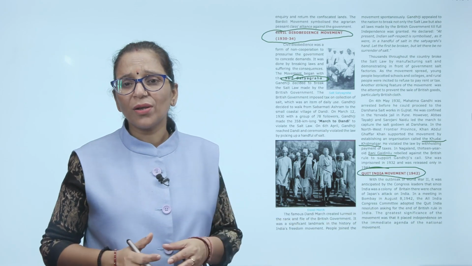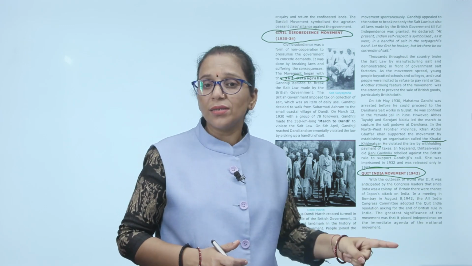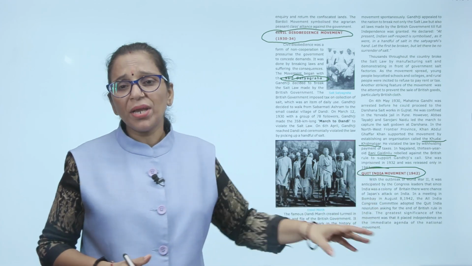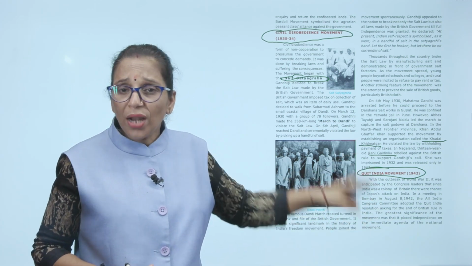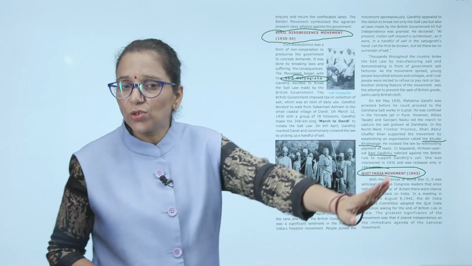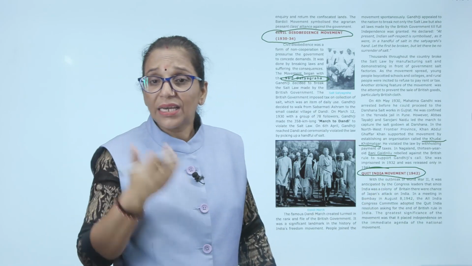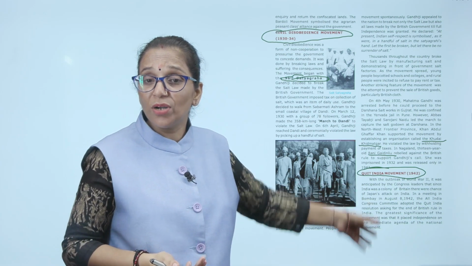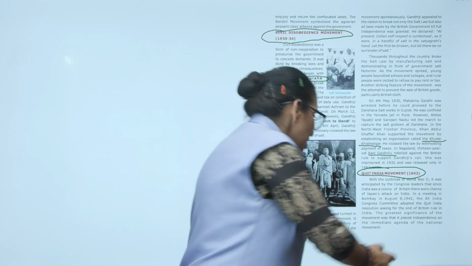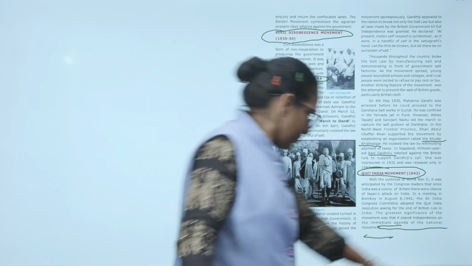So it was anticipated by Congress leaders that since India was a colony of Britain, there was a chance of Japan attacking India. In a meeting in Bombay on August 8, 1942, the All India Congress Committee adopted the Quit India resolution, asking for the end of British rule in India. बस बहुत हो गया, now go back. Quit. The greatest significance of this Quit India movement was that it placed independence on the immediate agenda of the national movement, that now we want complete independence.